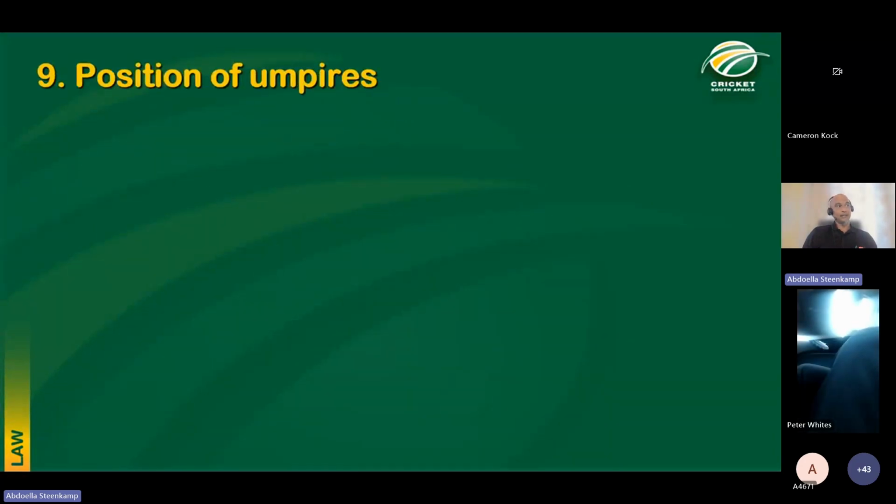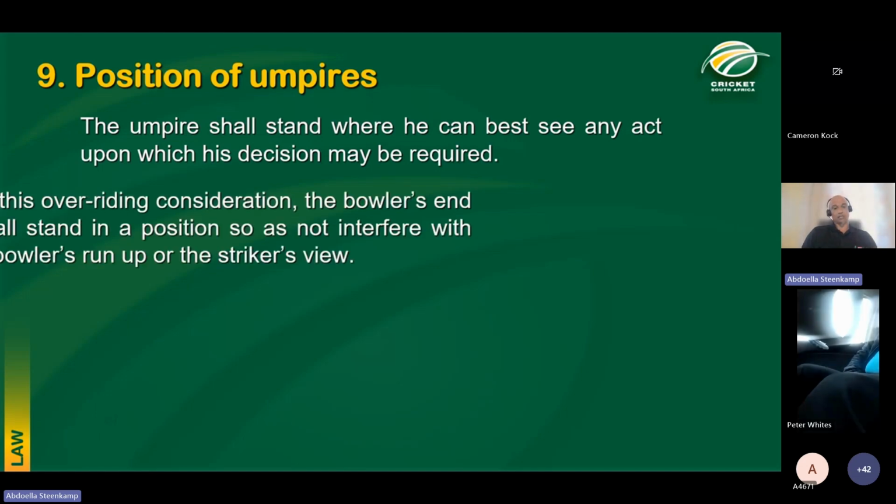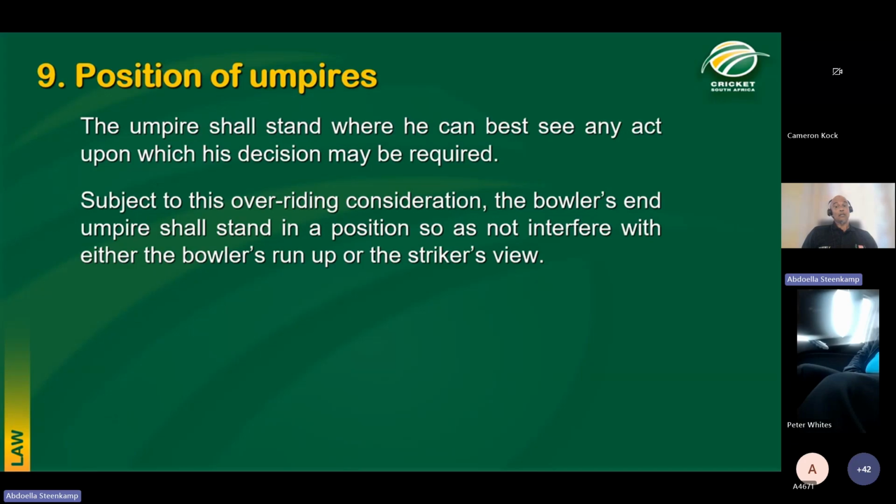Where does the umpire stand on the field? The law actually gives us guidance. Firstly, it tells us, you, the umpire, you need to stand where you can best see and make a decision if need be. That's the first thing the law will tell us. Secondly, it speaks about the bowler's end umpire. It gives guidance and tells the bowler's end umpire, please stand in such a position as not to interfere with the bowler's run-up or the striker's view.